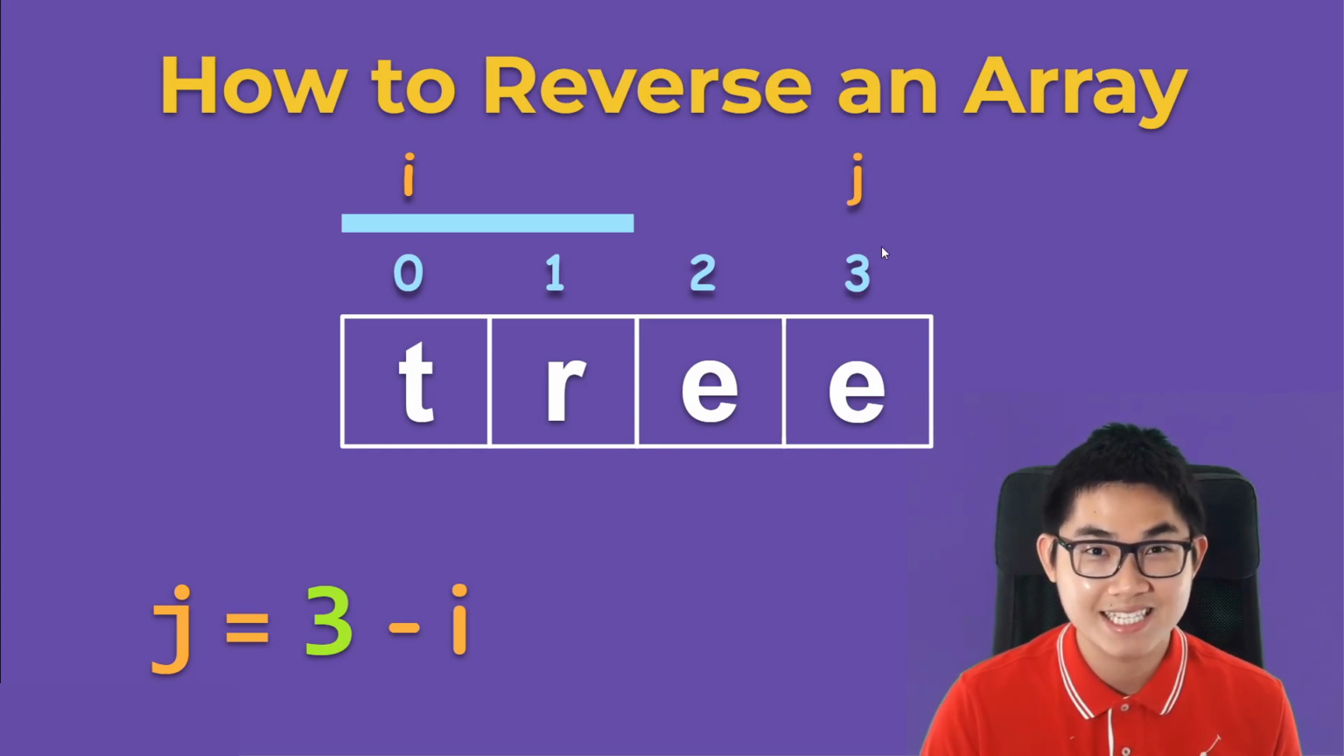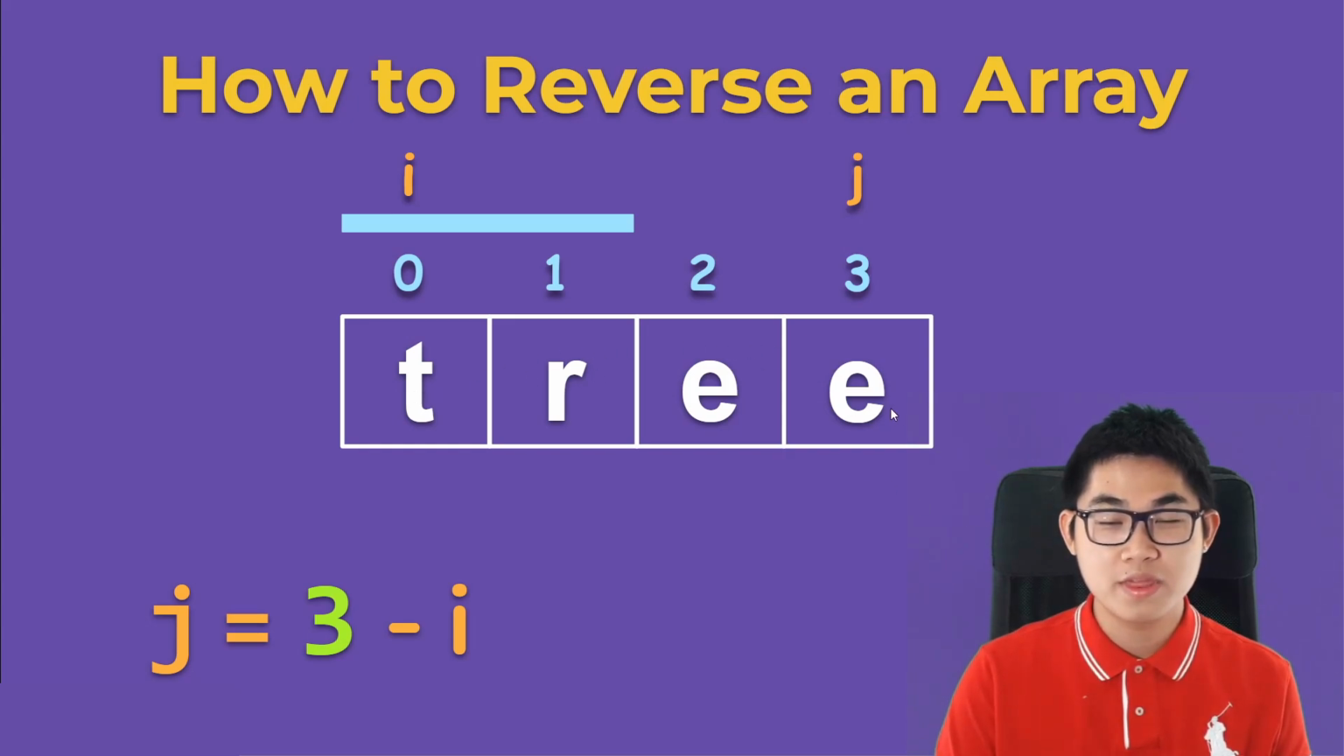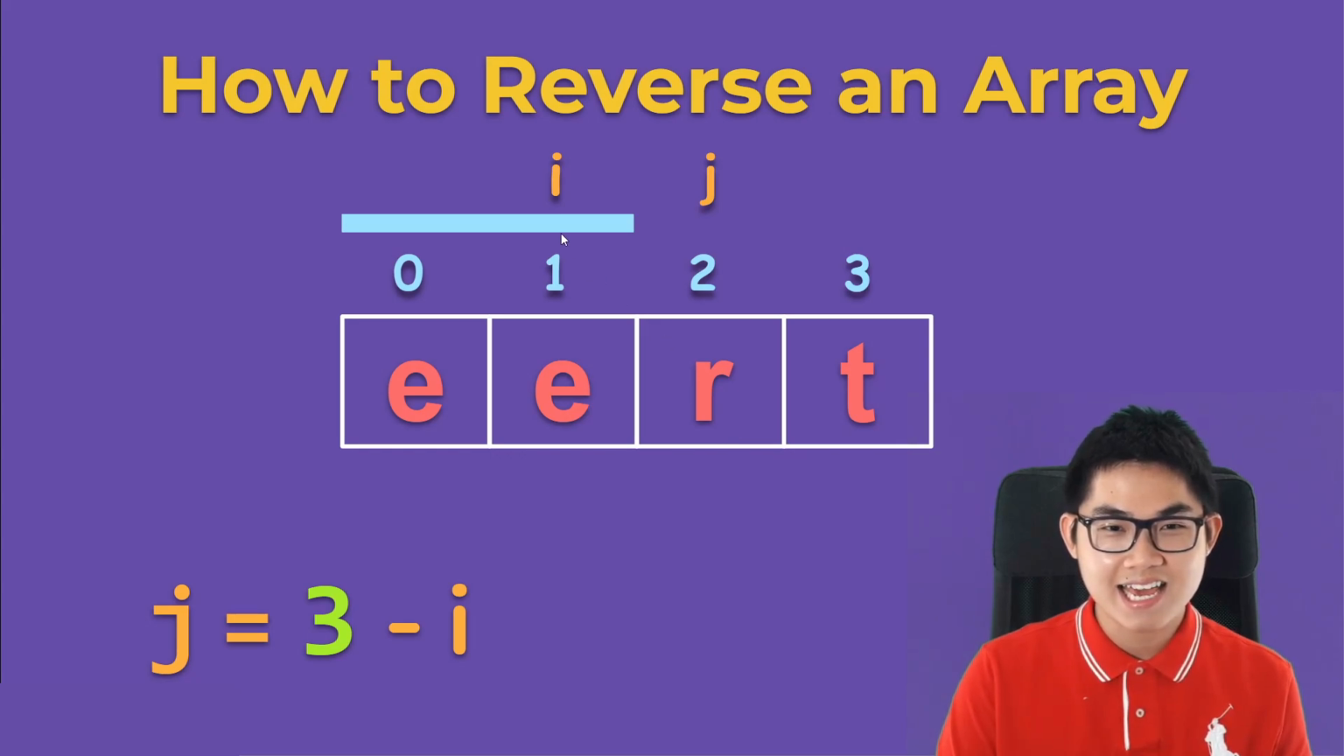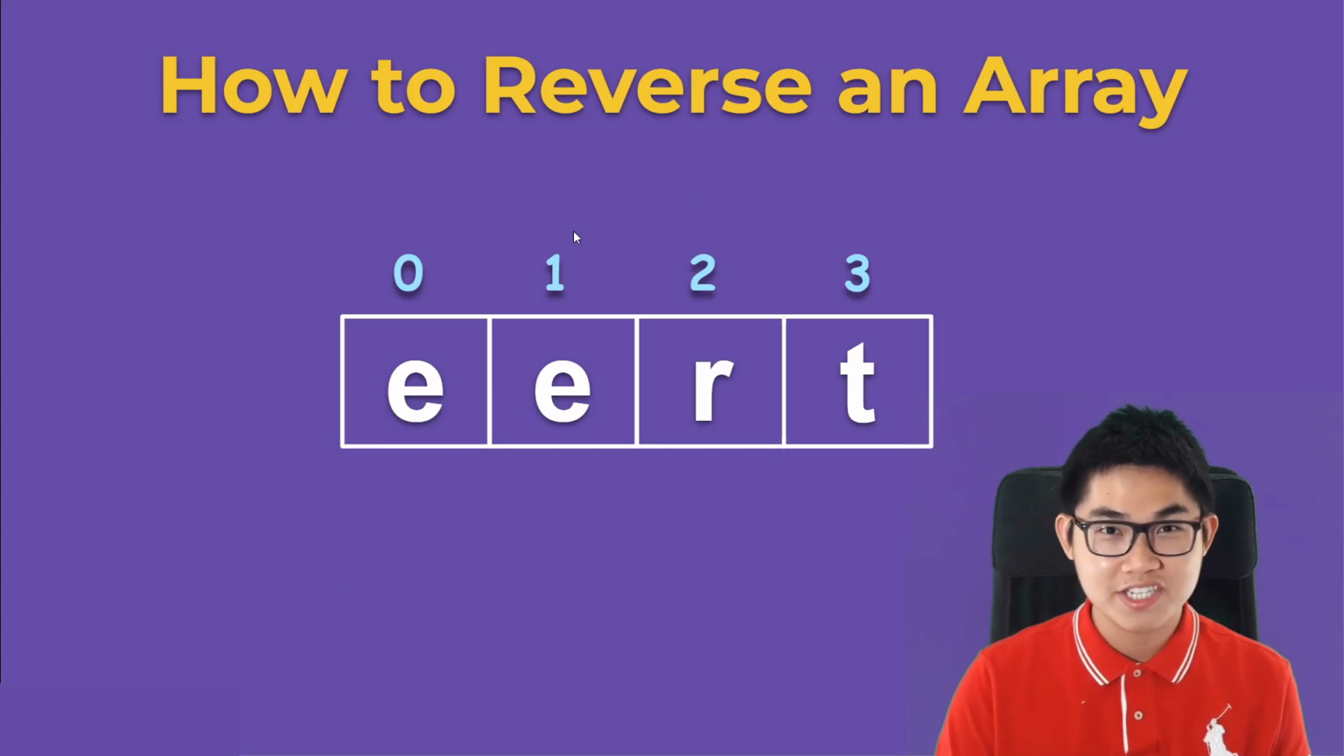So this makes sense. We swap t with e. Then we move i to the right and j to the left and repeat the process. So again, we swap r with e. Since i is now at the end of the line, we know that our array is now reversed.